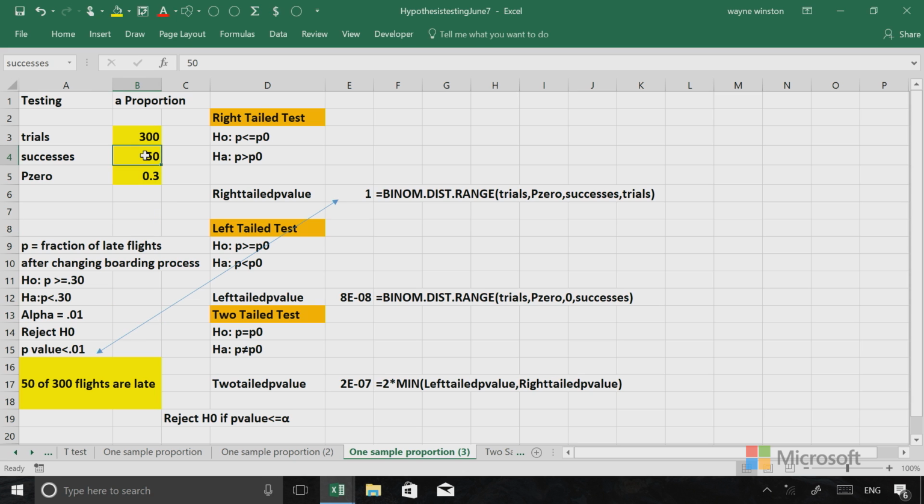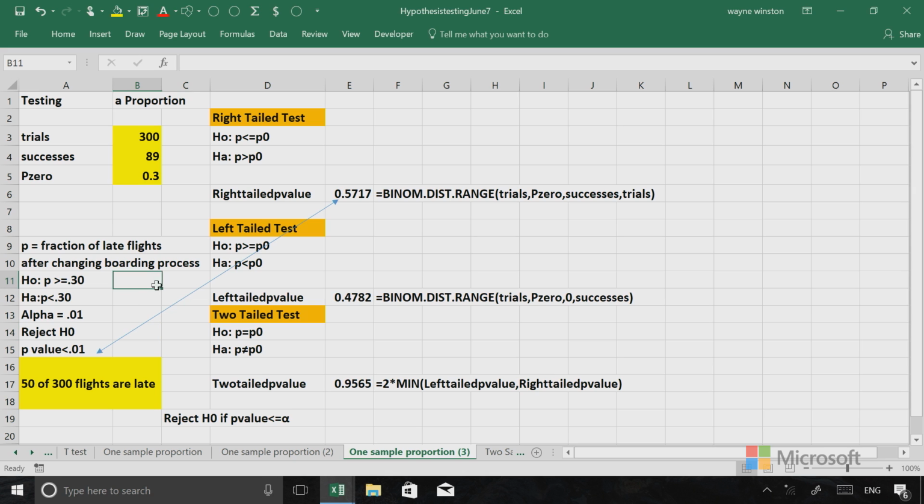Now, if I put something like an 89 in there, which is 29% or so, see, the p-value would be near 0.5. We really wouldn't have any proof that the boarding system we changed to was better with that 89 out of 300. Even though 89 out of 300 is less than 30%, it's very close to 30%, so we just wouldn't have much proof.